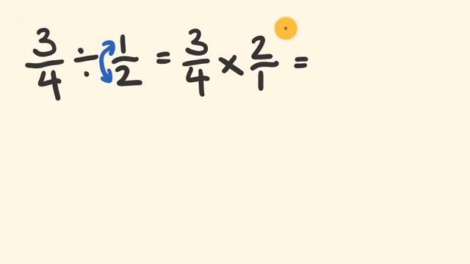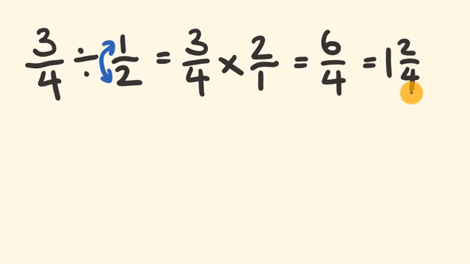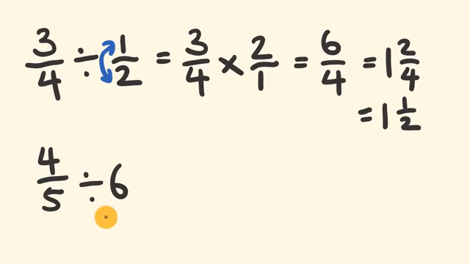So let's do that. 3 times 2 is equal to 6. 4 times 1 is equal to 4. We have 6/4, which is equal to, that's 1 and 2 left over, 2/4. And we can simplify this further because 2 goes into both the top and the bottom. This is equal to 1.5. Simple, right? Now, what do we do if we have a whole number here? Well, no surprise here. Say I wanted to go, what is 4/5, and I want to divide that by 6. Okay? What would that equal?